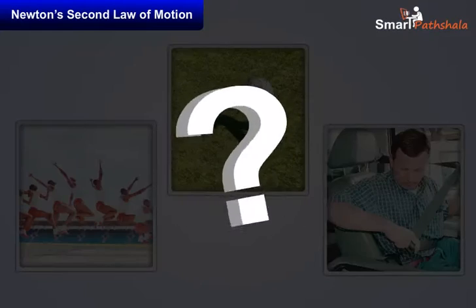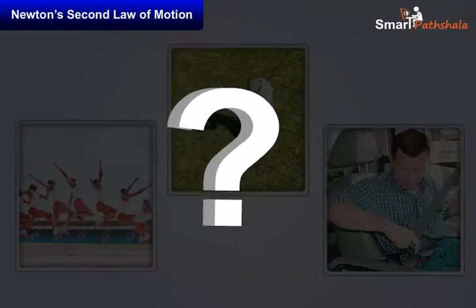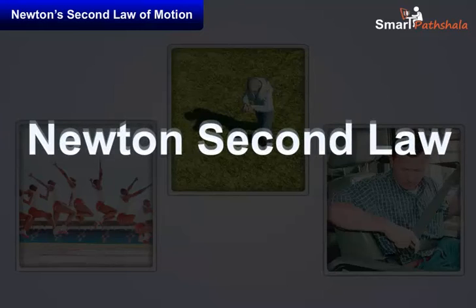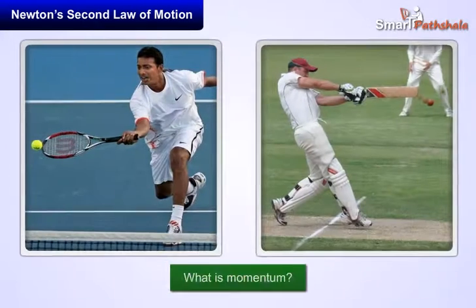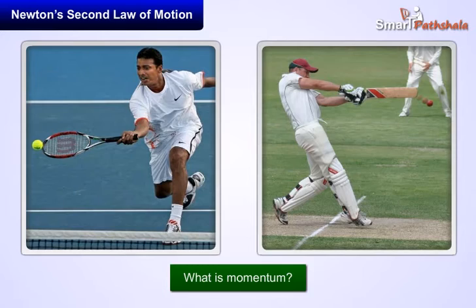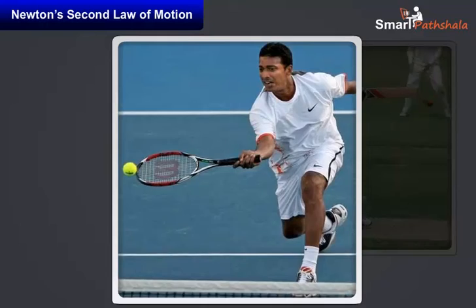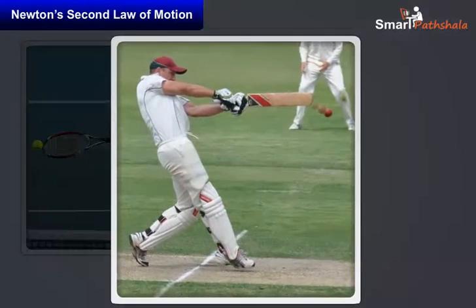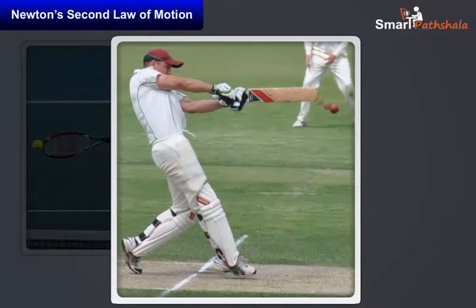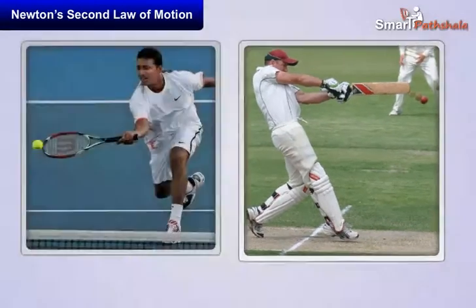So what is the law behind these types of motion? Newton's second law. Now, we will discuss Newton's second law of motion for finding the answer to the above activities. What is momentum? We know momentum is the power of motion of an object. For example, a tennis ball hit by a player, a fast-moving cricket ball hitting a spectator, etc.